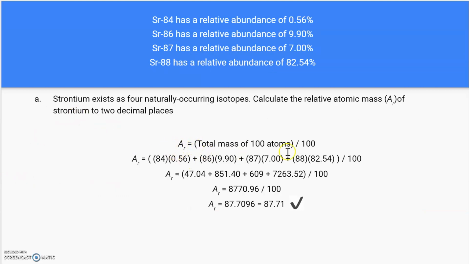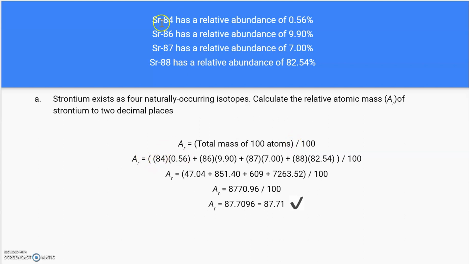So the way to solve it is to first find the total mass of 100 atoms. Now, we know that all the percentages are going to add to 100%. So we take the molecular mass of that isotope and we multiply it times its percentage to have its relative mass, right? And we're going to do that for all the 4 isotopes, and then we're going to add them together to find the total mass of 100 atoms of strontium that can be just randomly found in nature.